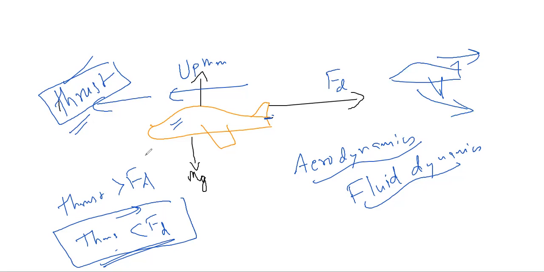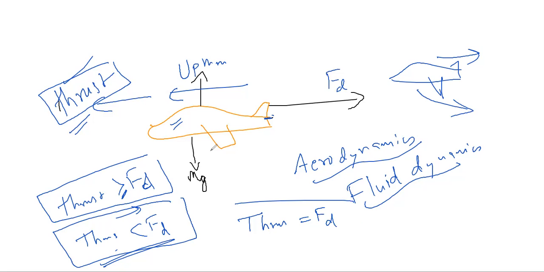So always in the case of a plane, thrust will be greater than drag, or at the max it will become equal to the drag force. Okay. So in this case, when thrust becomes equal to drag force, then we may say that this object is moving with a terminal velocity.